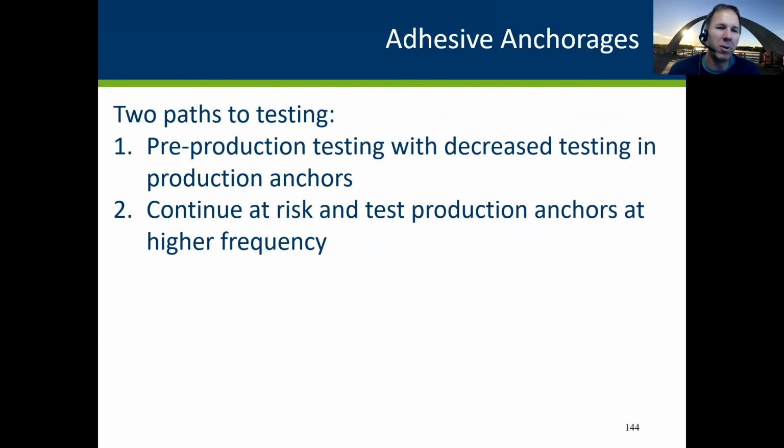And what that earns them is that they don't have to pull test as many anchors on their job. But option 2 is the option that contractors choose most often, which is to continue at risk, because they do this work so often and they feel that they know how to do the work. And so they're going to install all the anchors and then live with the consequence of a higher test frequency.